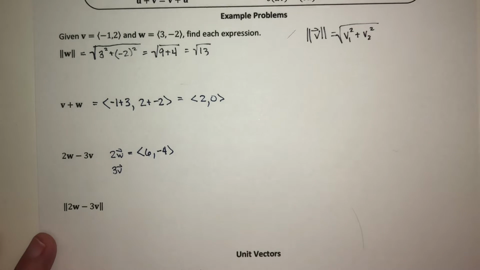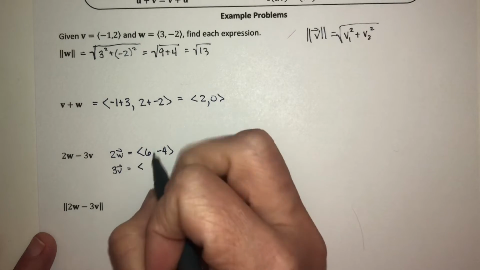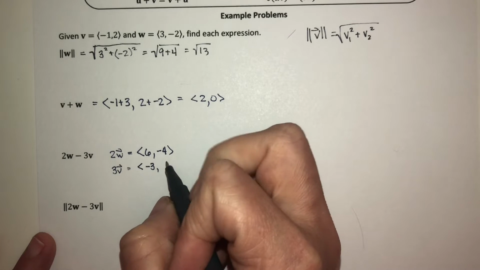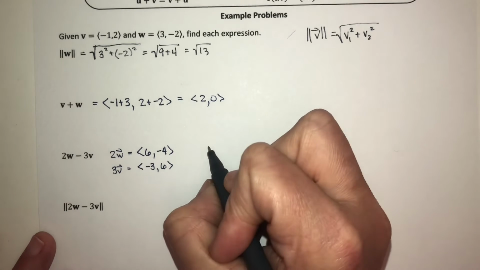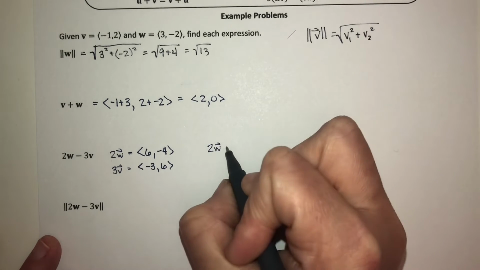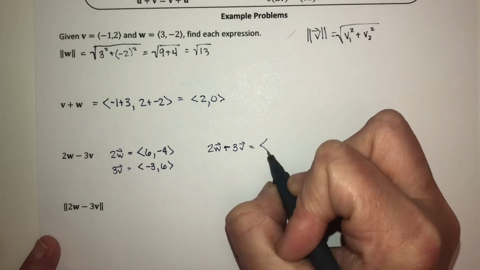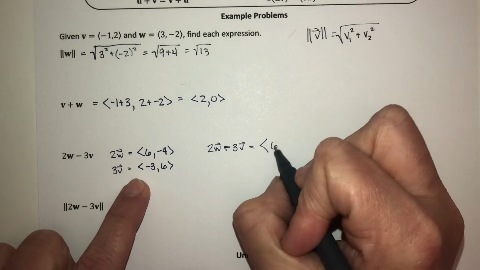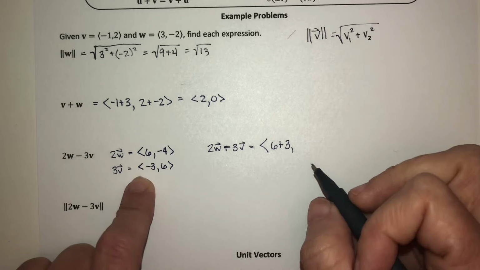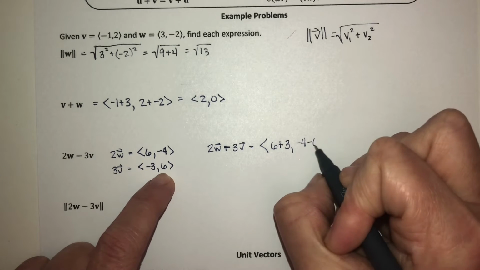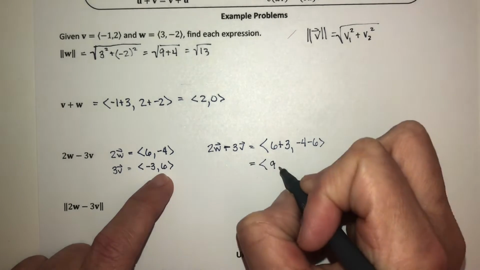3v will be 3 times each component of v. So this will be 3 times -1 is -3. And 3 times 2 would be 6. Now, 2w minus 3v will equal, subtract 6 minus a -3, so 6 plus 3, and then -4 minus 6. So that answer will be the vector 9, -10.